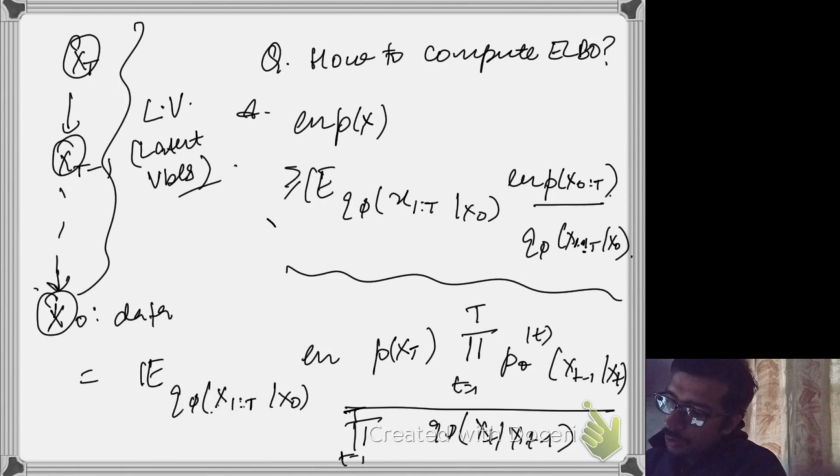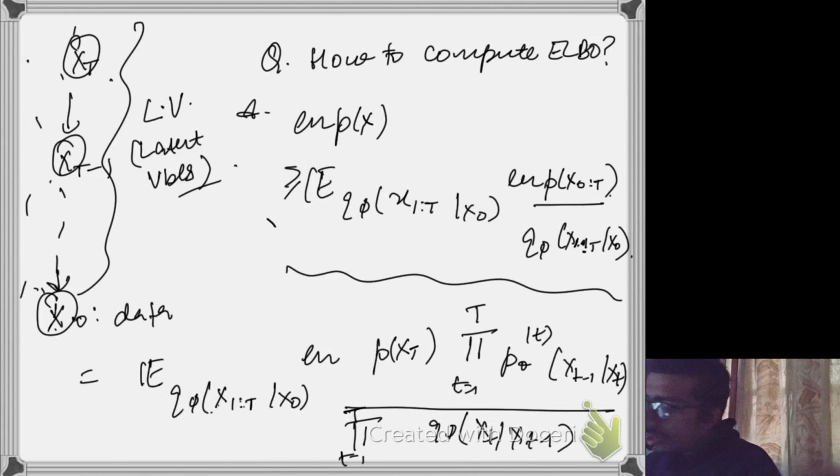So in the posterior distribution, we are proceeding along the Markov chain in the forward direction. In the likelihood, we are proceeding in the reverse direction. So in the reverse direction, we go from capital T to x_0, and in the forward direction, we go from x_0 to x_T.